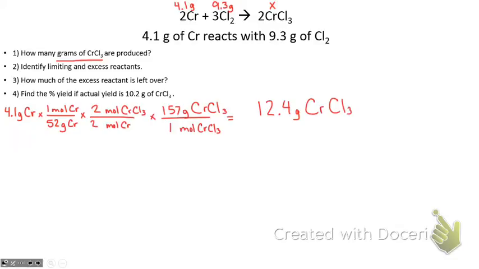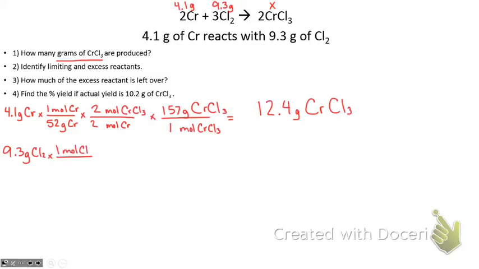Awesome. Now I'm going to do the exact same thing, but starting with my other reactant. I'm going to go from mass to moles to mass and figure out what's the maximum amount of product I could make if I used all 9.3 grams of Cl2. So I'm going to start off the same way, 9.3 grams Cl2, and just simply convert to moles.